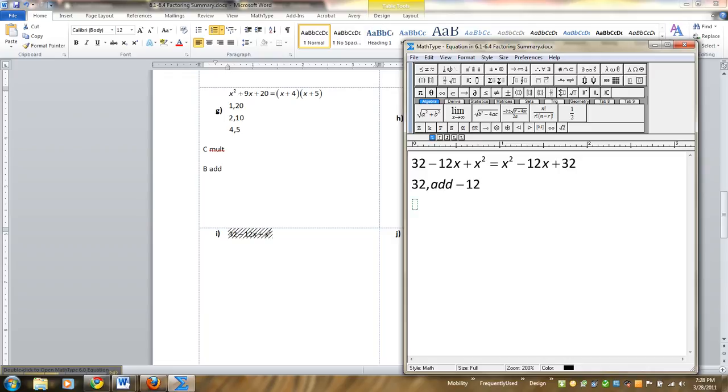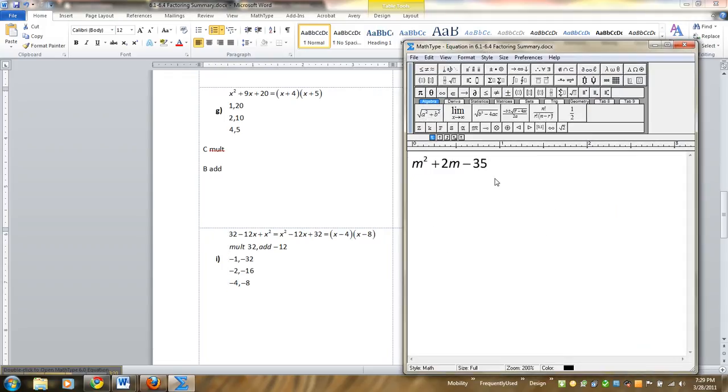So what would do that? Multiply to 32, but add to negative 12. Well, to multiply to a positive and add up to a negative, they're both going to have to be negative. So you could do negative 1, negative 32. Well, that adds to negative 33. Negative 2, negative 16, no, that doesn't work. Negative 4, negative 8. There it is. That's the one. So I'm going to write equals parentheses, parentheses, x minus 8 in the back, and x minus 4 in the front. Done.